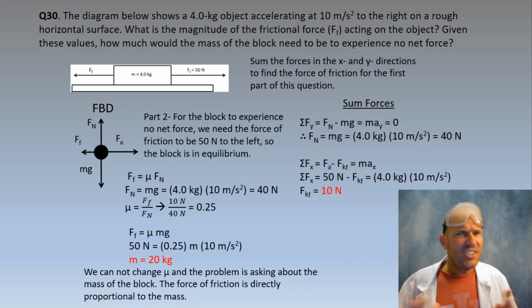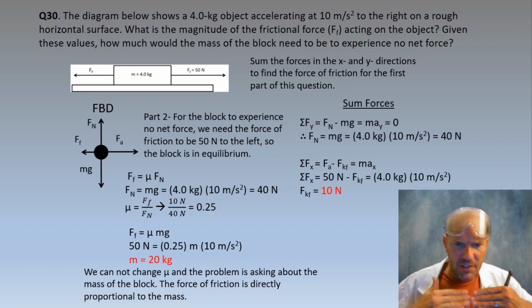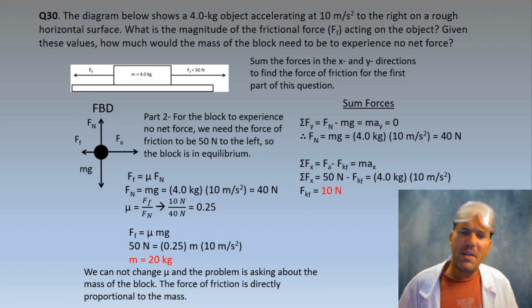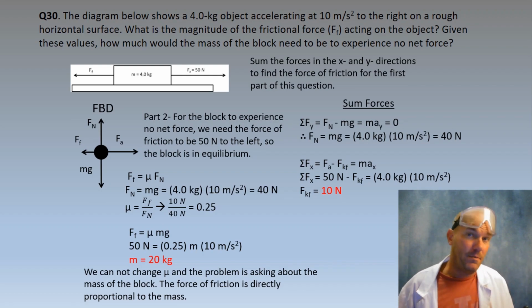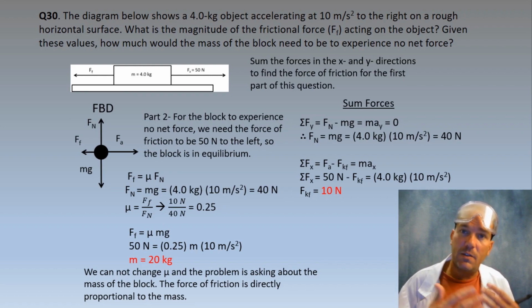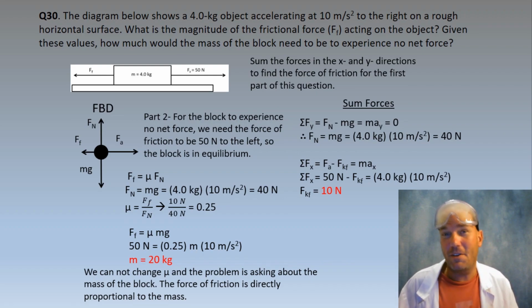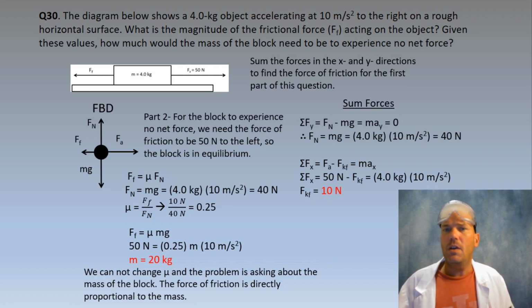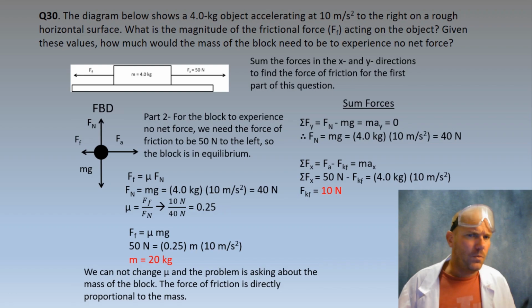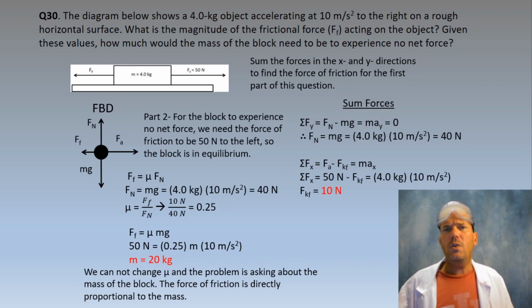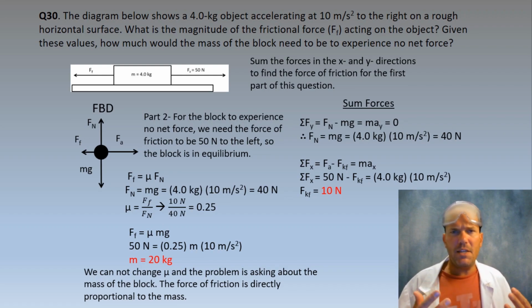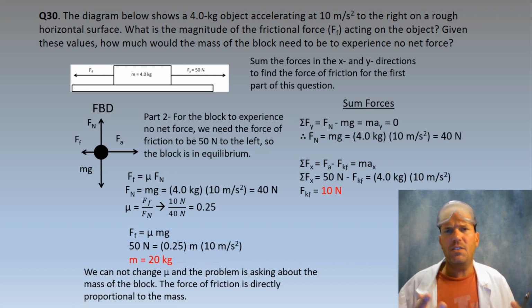Remember, we can't change mu. It's a property of the surface, okay? But what can be manipulated, and what you will be doing in lab, if we haven't already, is manipulating the mass. By manipulating the mass, you're increasing force normal. By increasing force normal, you're increasing the force of friction. Okay? All right, very good. So the answer there: if this block were 20 kilograms, there would be no net external force on the block, which means no change in its state of motion, which means no change in velocity, which means no acceleration.